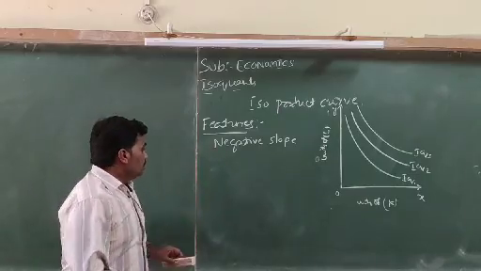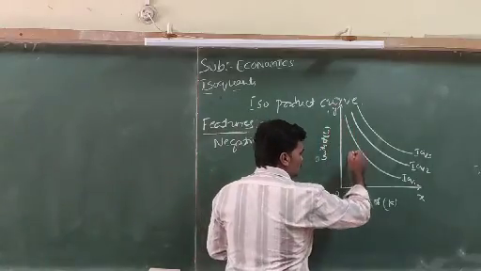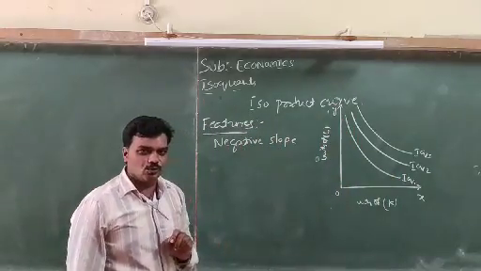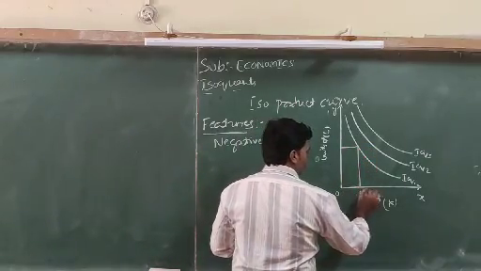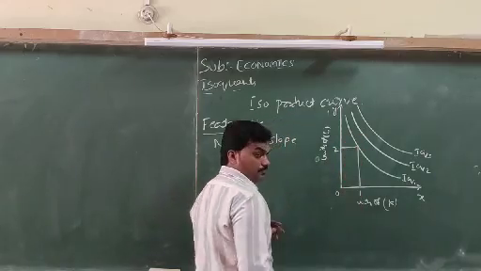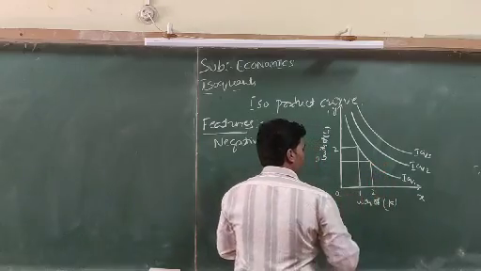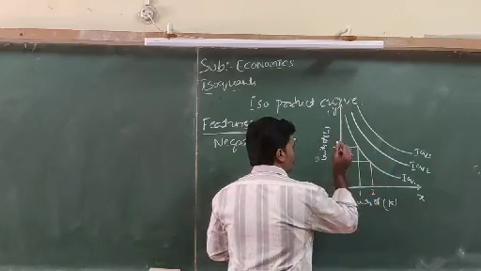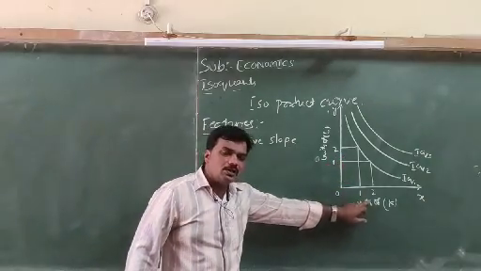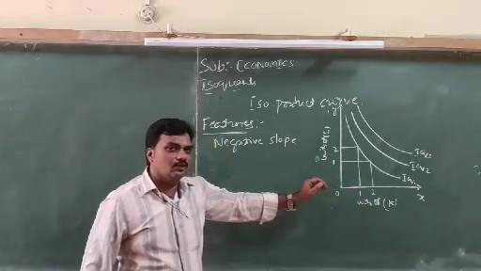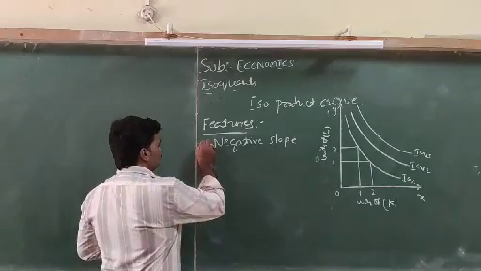The isoquant has negative slope. Why? It is downward sloping from left to right. Because this is one combination: 1 unit of capital, 2 units of labor. Then another combination: 2 units of capital and 1 unit of labor. It means if you want to increase the units of one factor, he has to sacrifice some units of another factor. That's why it has negative slope. This is the first feature.